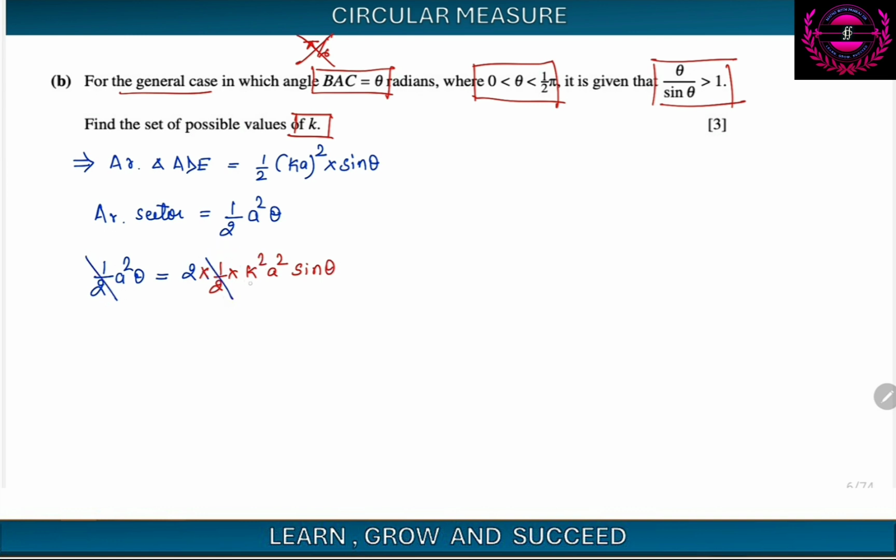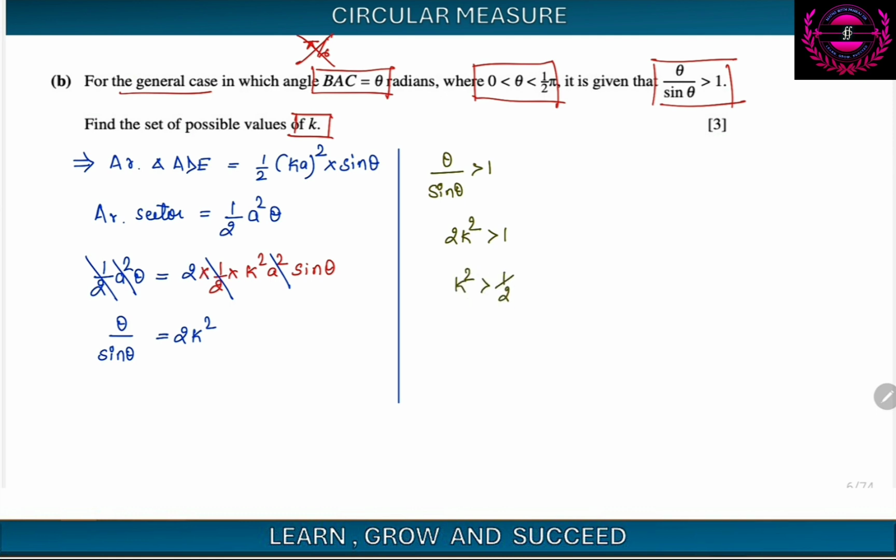This half cancels out with this half, and a squared cancels out with a squared. Now I can write theta upon sine theta equal to 2 into k squared. As it is given in the question that theta upon sine theta is greater than 1, then 2k squared will be greater than 1, so k squared will be greater than 1 by 2. So if k squared is greater than 1 by 2, then the value of k will be between, see.